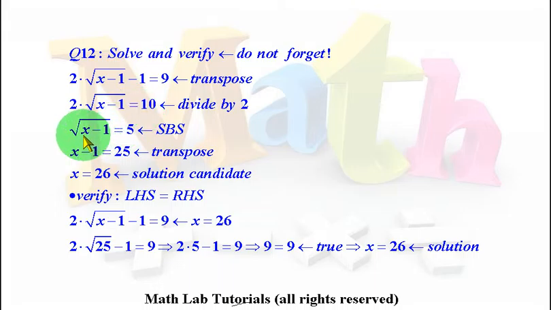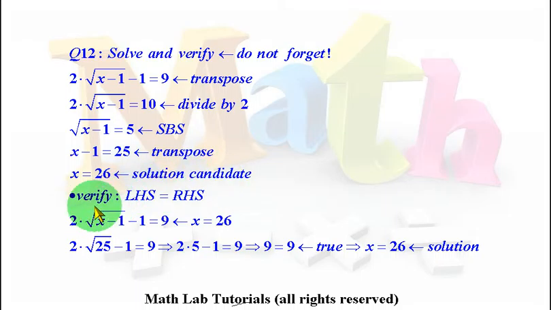When you do that, you get square root x minus 1. And then 10 divided by 2 is 5. And at this stage, you want to square both sides. And when you square both sides, on the left, you get x minus 1. And on the right, 5 squared is 25. And then we transpose the minus 1 over to the right-hand side. And we get x equals 26, and 26 will be the solution candidate.